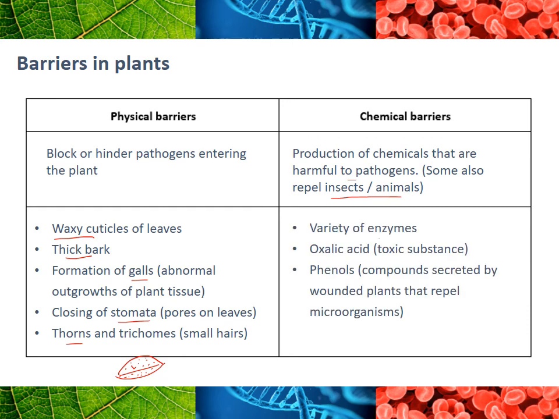Chemicals, there's a variety of different enzymes that can destroy pathogens. There's a thing called oxalic acid, which is a toxic substance that plants release that destroy pathogens. And plants also produce compounds called phenols. And these are basically secreted when a plant is wounded. So let's say a leaf is broken or something like that. They will then secrete this compound that would repel microorganisms because these barriers have been breached.